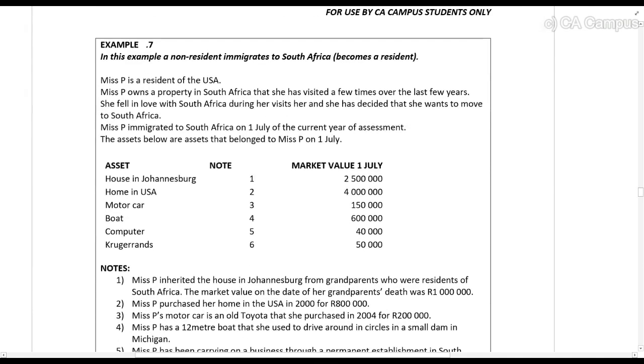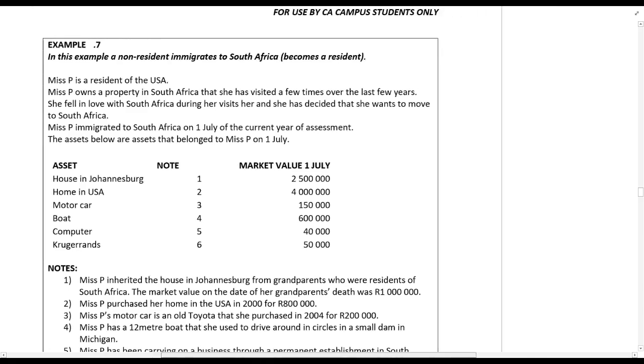Example 7. Miss P is a resident of the USA. Miss P owns a property in South Africa that she has visited a few times over the last few years. She fell in love with South Africa during her visits, and she has decided that she wants to move to South Africa. Miss P immigrated to South Africa on the 1st of July, and here are her assets.